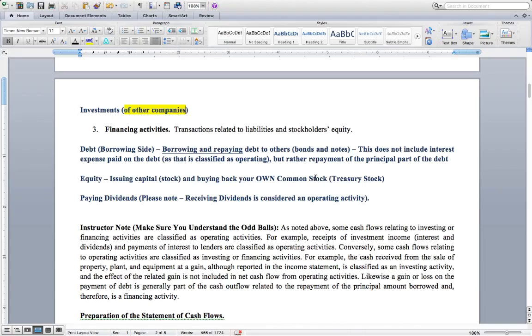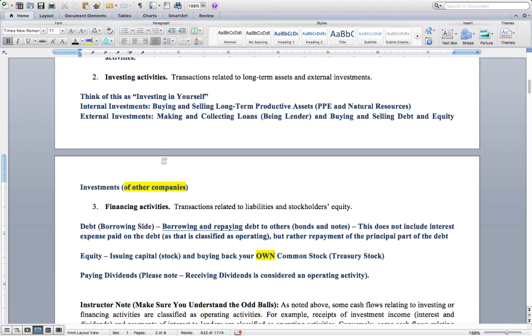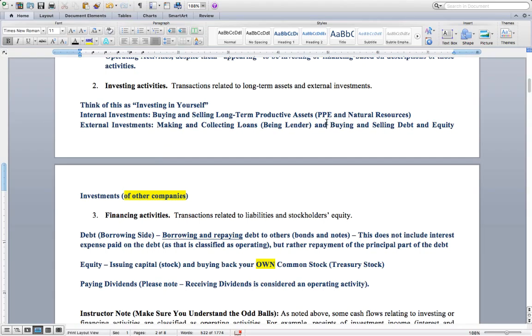Regarding equity activities under financing, it's when you issue capital stock and you buy back your own common stock. So this is with regards to your equity, your securities. So you issue new common stock, or you buy back your common stock. It's your company's common stock. You are the one that is issuing it and buying it back. Whereas up above under investing, buying and selling equity investments of other companies, so someone else's stock, is investing.